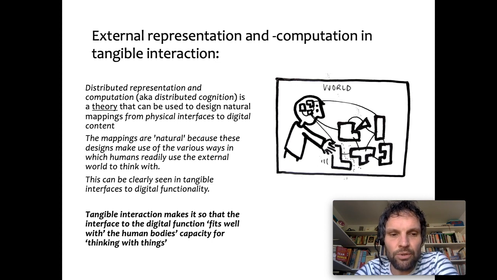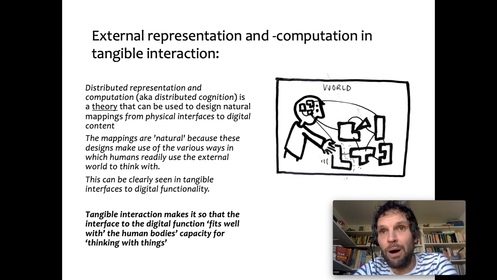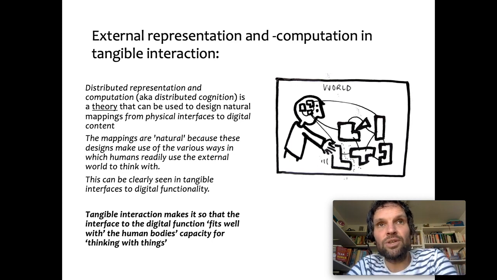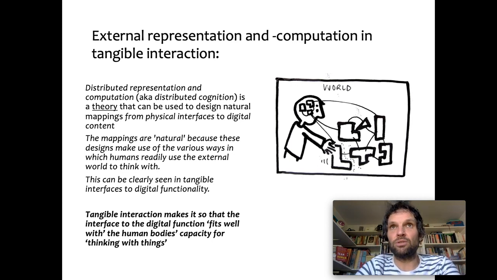So to conclude, tangible interaction makes it so that the interface to digital functionalities fits well with our human body's capacity for thinking with things. So as David Kirsh says, we think with things. That's because we have bodies, so we can manipulate objects in the world, and we can use that to think with. Tangible interaction makes explicit use of that in order to connect our activities to digital information.